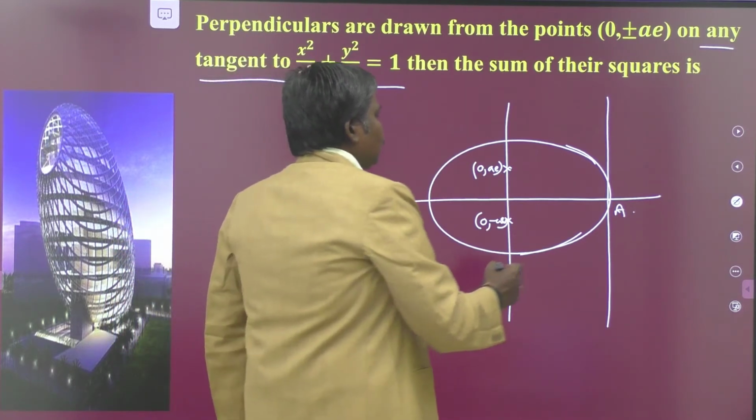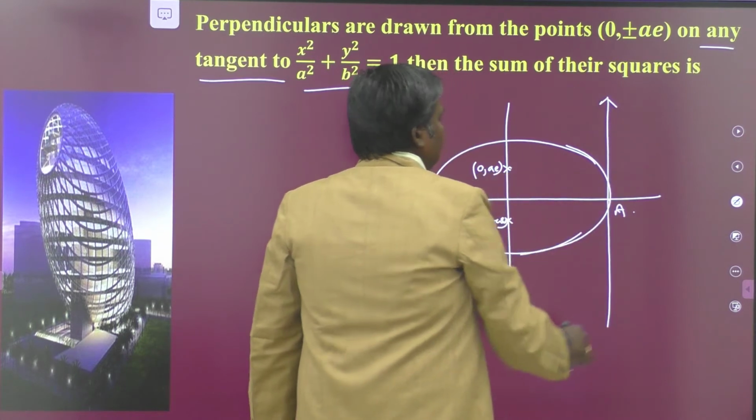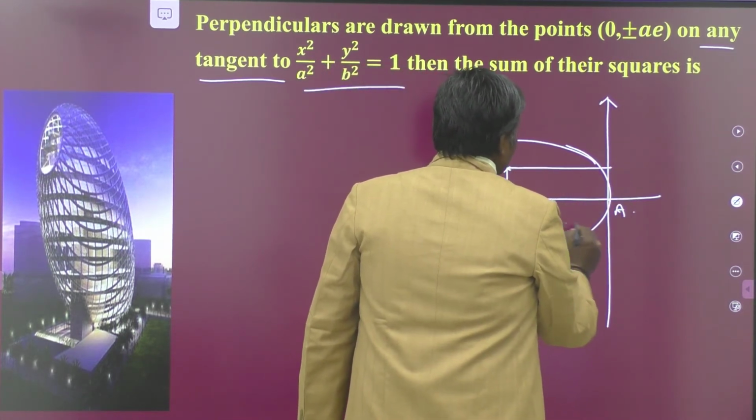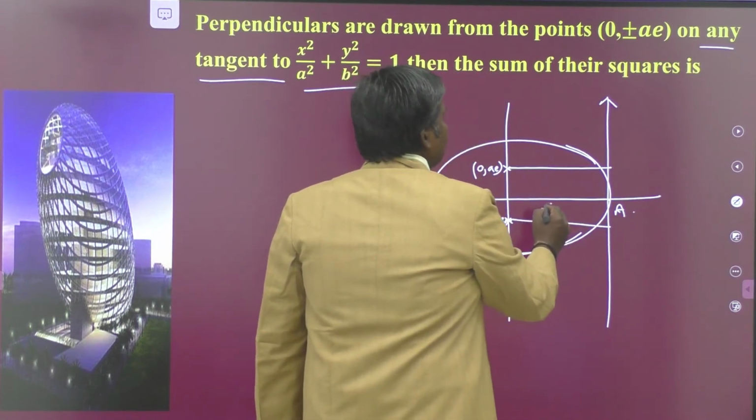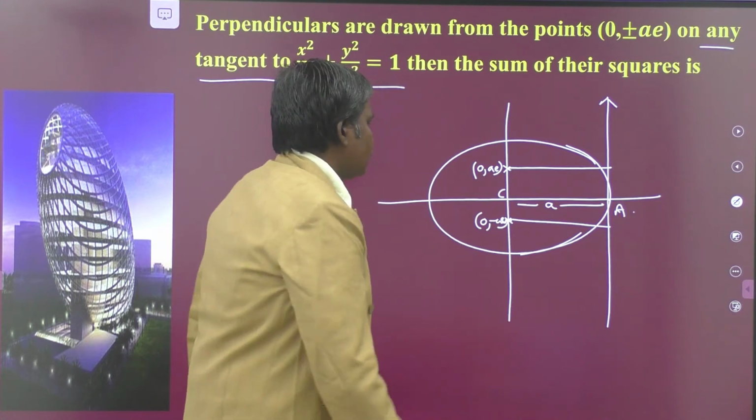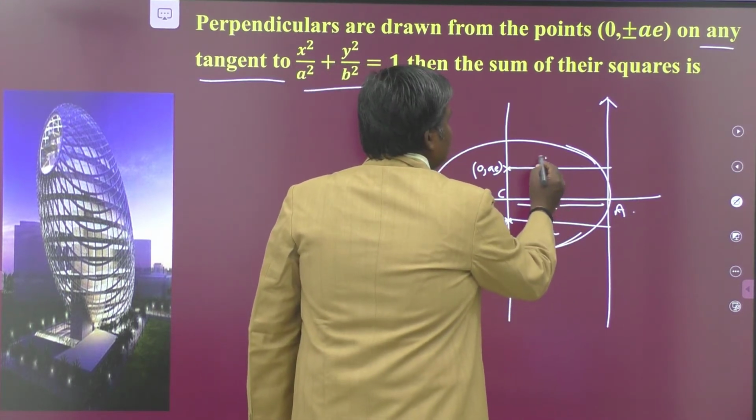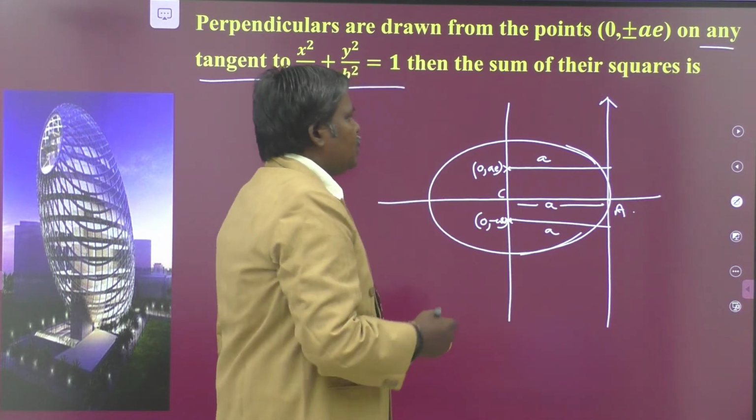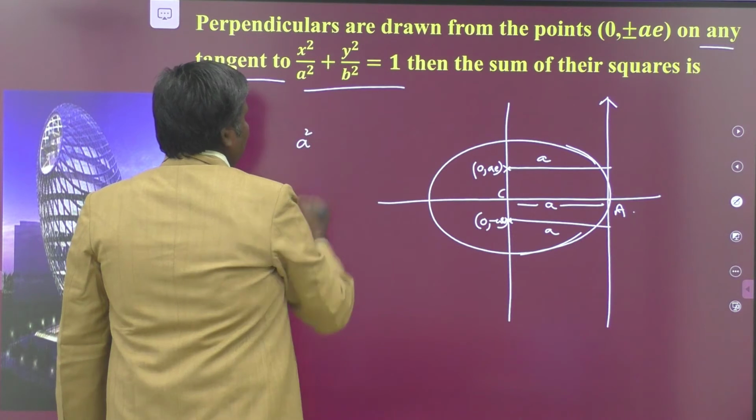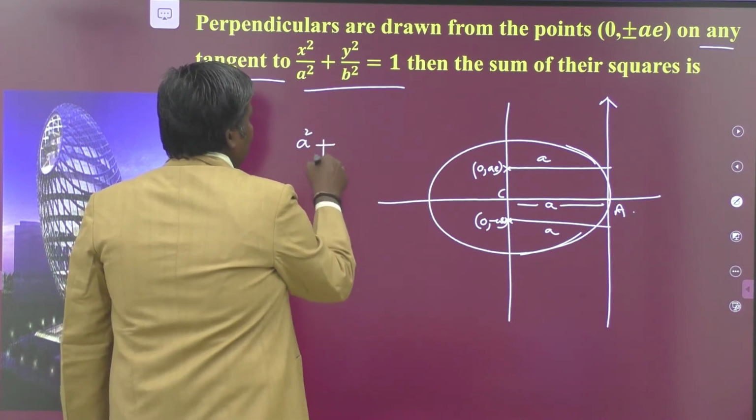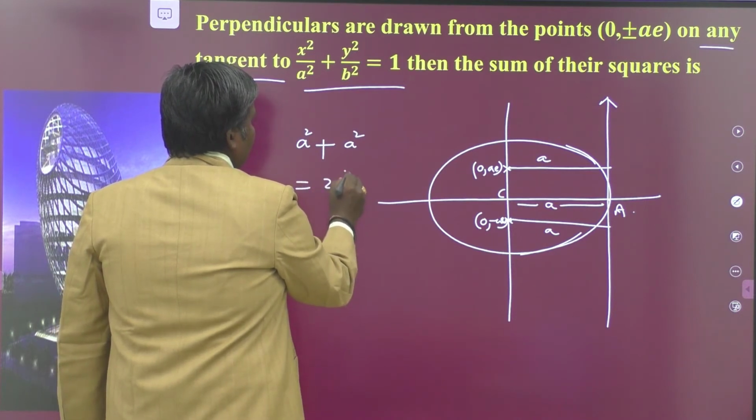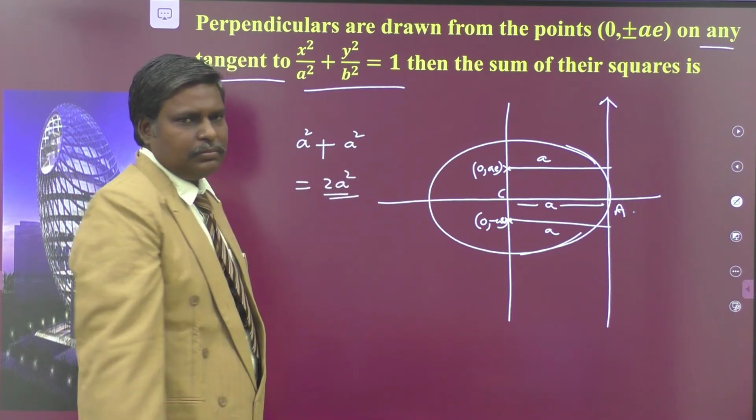No problem. So for the sake of convenience, we are taking the tangent at this point. So draw the perpendiculars from these two points to the tangent. Clearly it is nothing but a. Am I correct or not? a is the semi-major axis. So this is a, this is also a, squaring and adding, we get the first perpendicular distance a, that is a², and again we have another a², so a² + a², that is 2a².